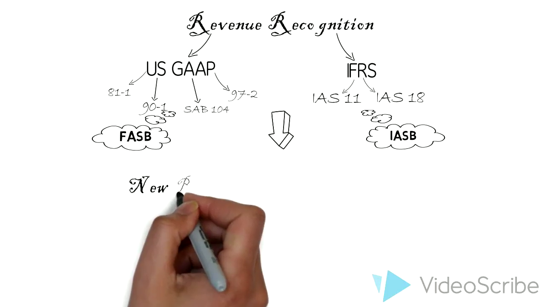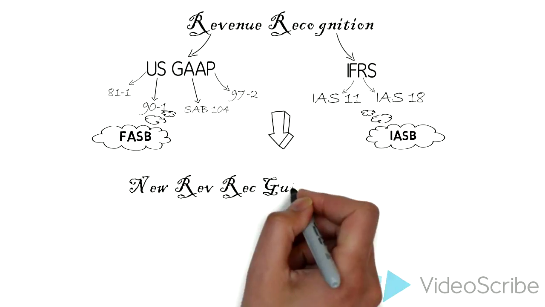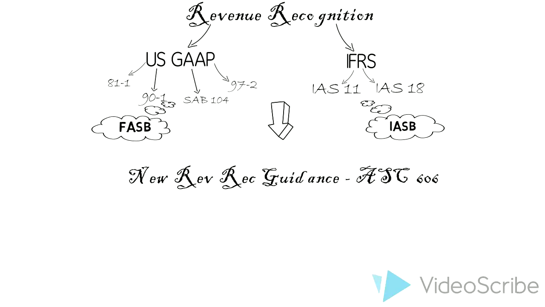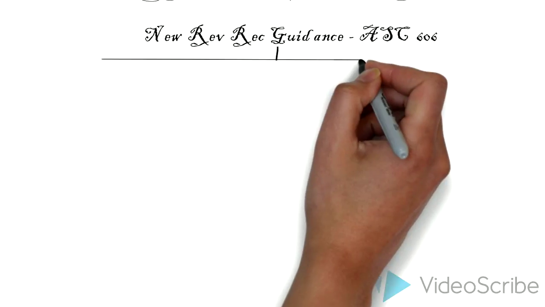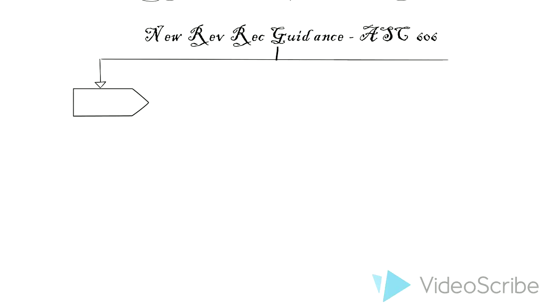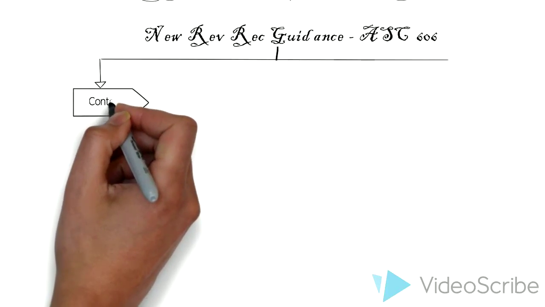by introducing a new accounting literature, also called ASC 606. This guidance replaces multiple accounting standards with one common 5-step approach. Step number 1. Identify the contract with the customer.